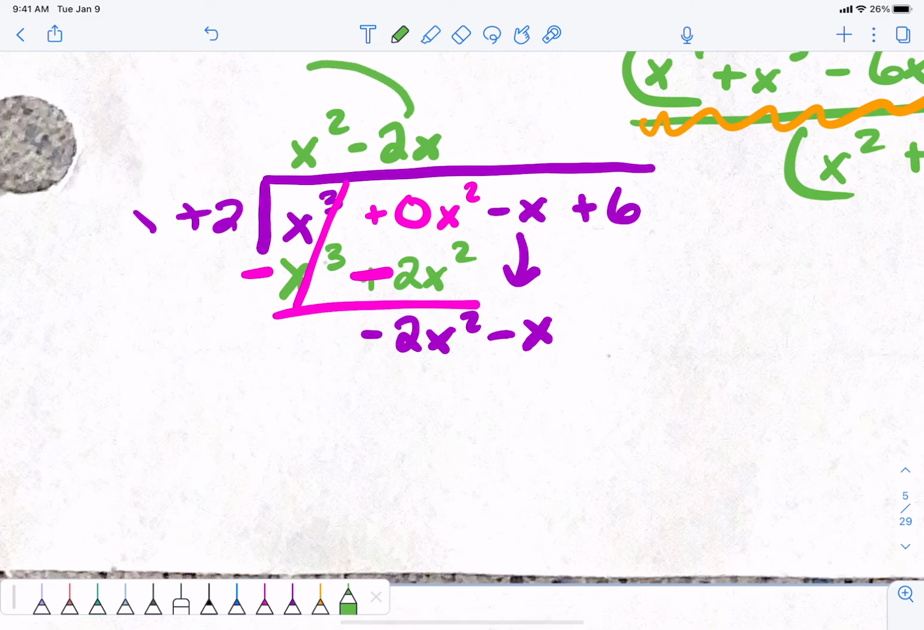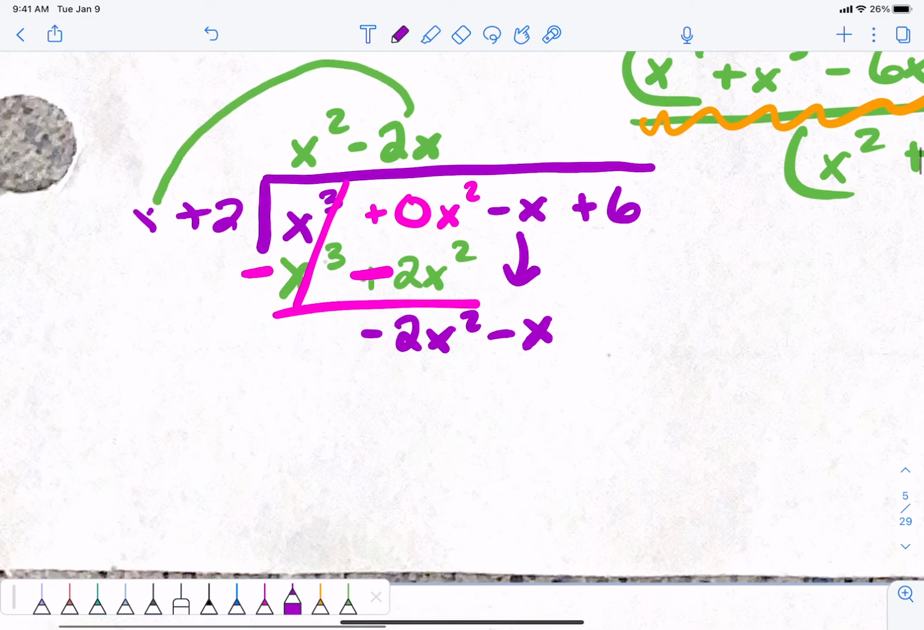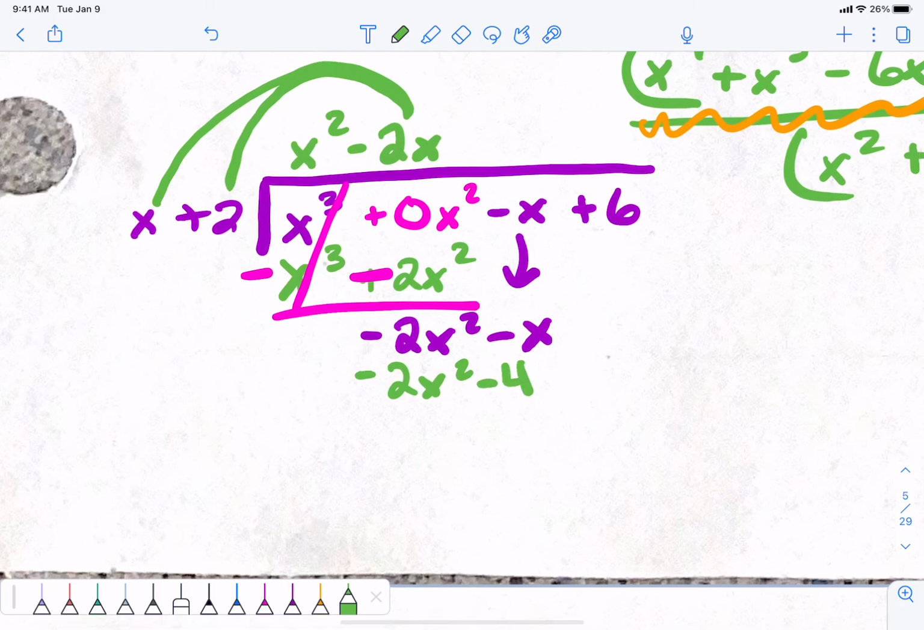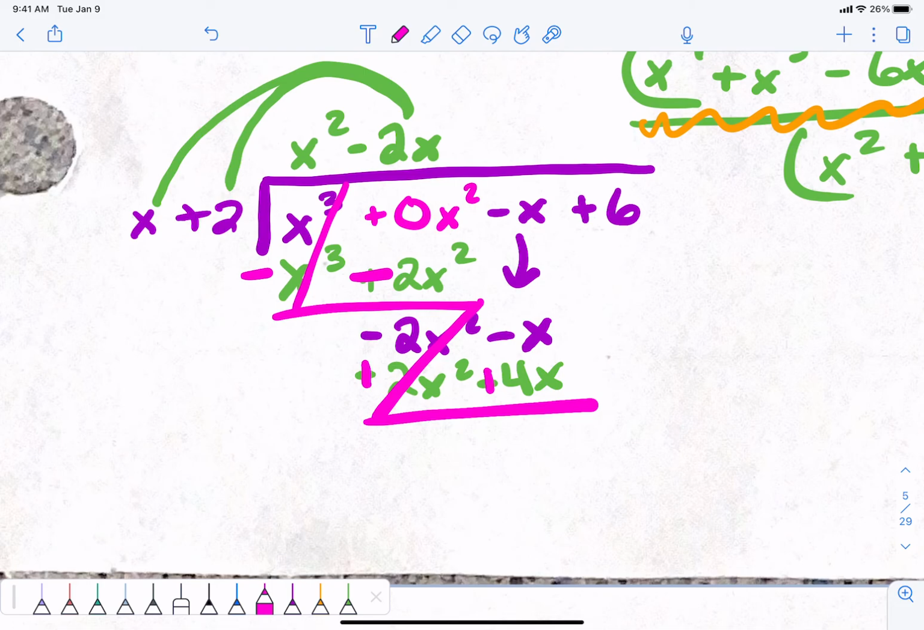Okay, then I multiply it back through. So negative 2x times x is negative 2x squared. And then negative 2x times 2 becomes negative 4x. And then I switch the signs. Don't forget that. They both become positive because they were both negative to start with. The 2x squareds cancel out. And how many x's do you have?